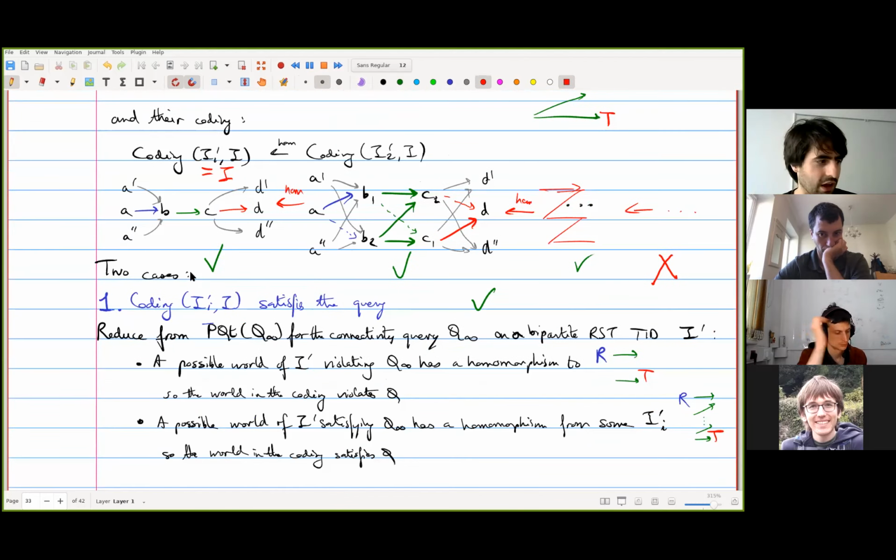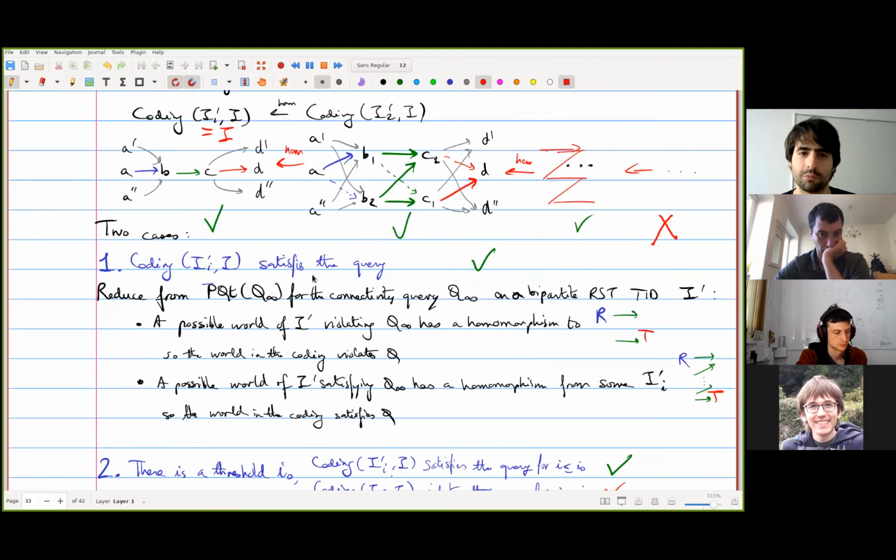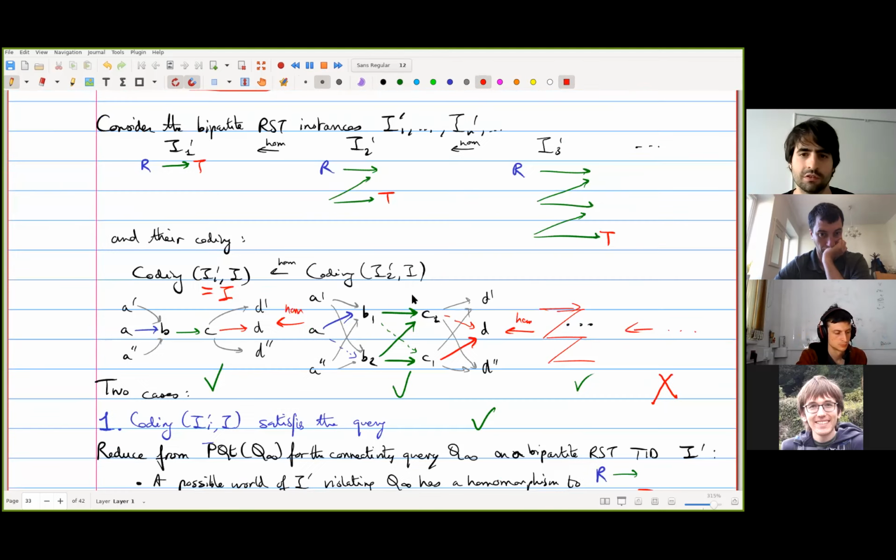And you see, I won't show it formally, but intuitively you see that these 2 cases correspond to, if you think about what this means in terms of the bipartite instances.